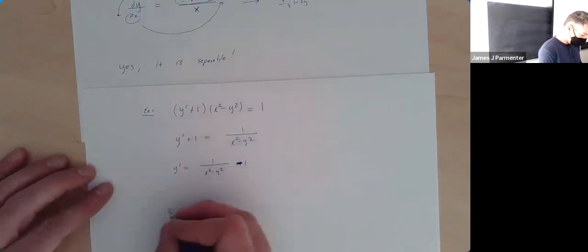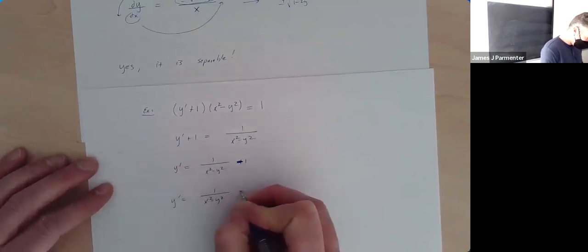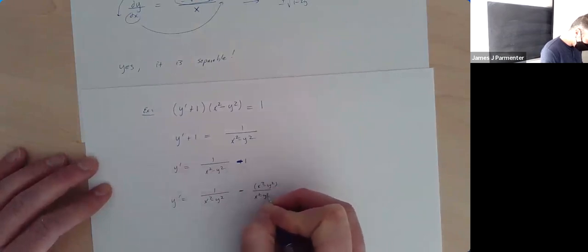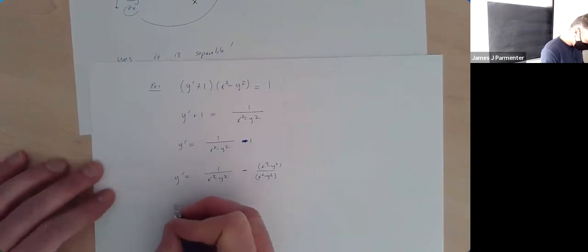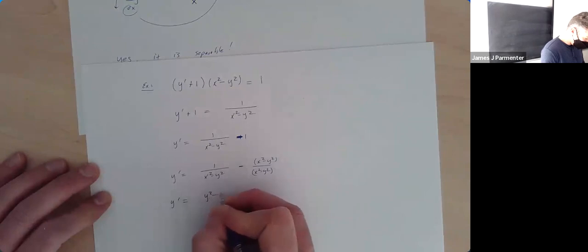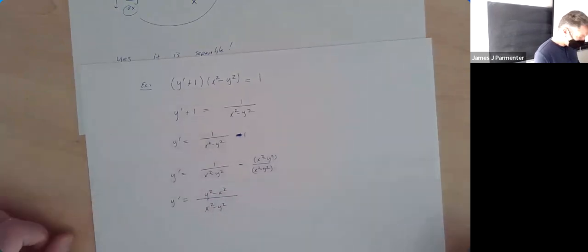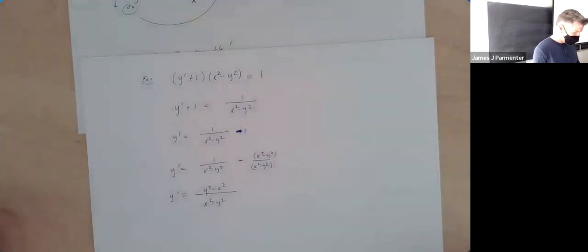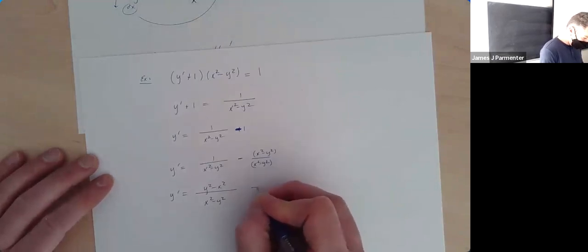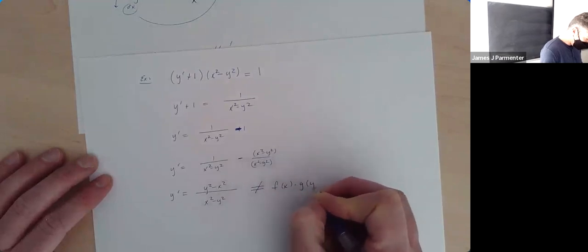So I'd probably say, okay, y prime equals 1 over x squared minus y squared minus x squared minus y squared over x squared minus y squared. And then put this together as minus x squared plus y squared, so y squared minus x squared over x squared minus y squared. It doesn't look great, right? This can't be written as a function of x times a function of y multiplied together.